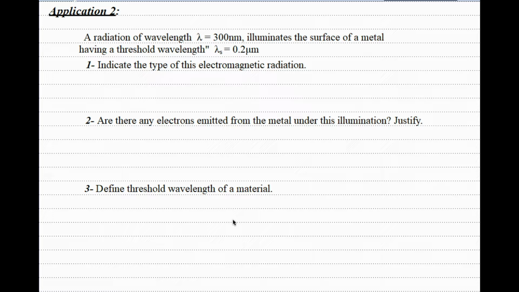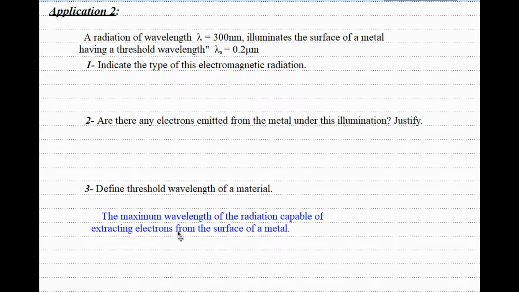I made this a bit hard. It is the maximum value of wavelength producing photoelectric effect. Or, my pre-installed answer is the maximum wavelength of the radiation capable of extracting electrons from the surface of metal. Instead of saying photoelectric effect, I explained it. I have here another choice. It's the maximum wavelength of the radiation capable of producing photoelectric effect. Go back to 1. Indicate the type of this electromagnetic radiation.